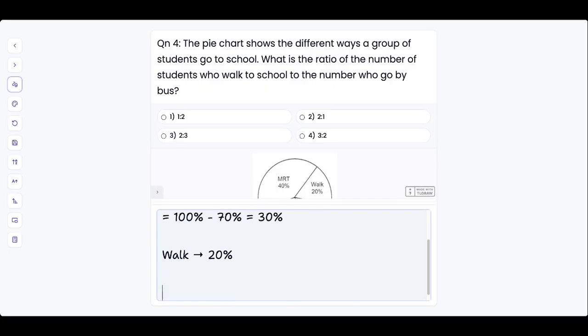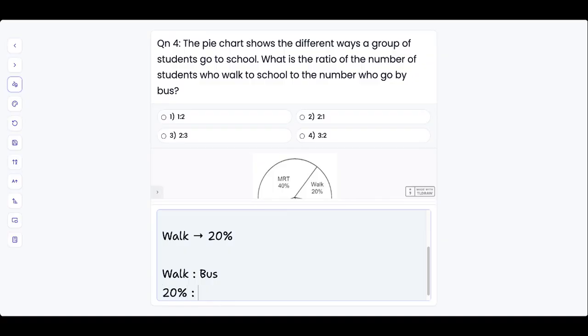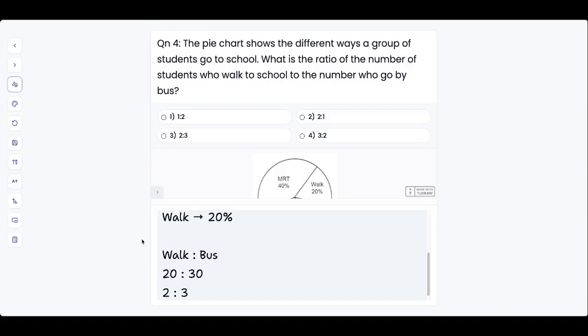So simply you can put walk is to bus, and you can actually put the percentage. So 20% is to 30%, right? And then you can just remove the percentage and convert it to 2 is to 3. There you go. So the answer is 2 is to 3. This is option number 3. Okay, that's it. Let's move on to the next question.